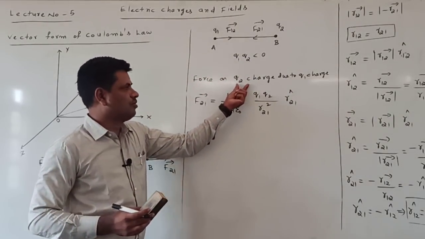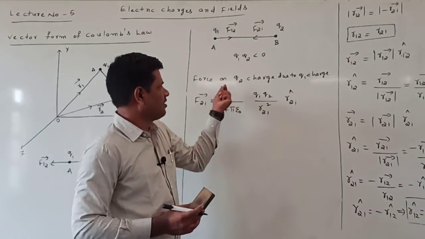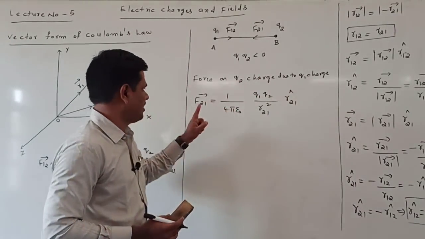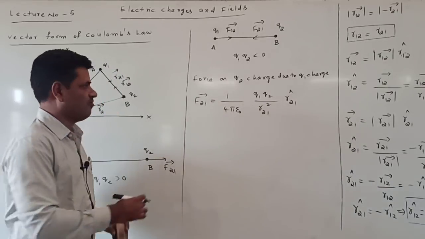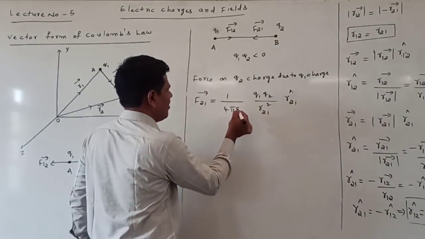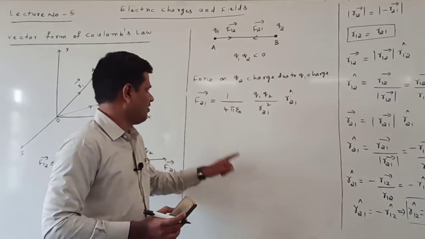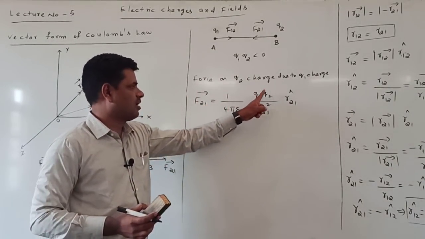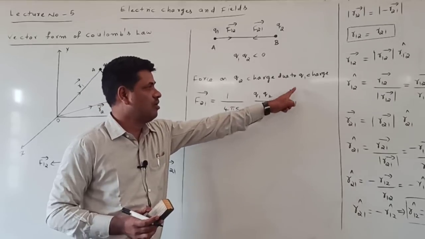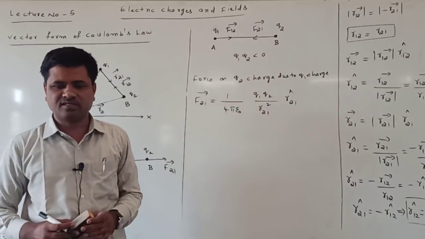The force on the Q2 charge due to the Q1 charge is written in vector form. A vector can be written as its magnitude into unit vector. This is the magnitude, this is the unit vector. Here F21 bar is equal to 1 by 4 pi epsilon naught Q1 Q2 by r21 square into r21 cap. We can write like this.